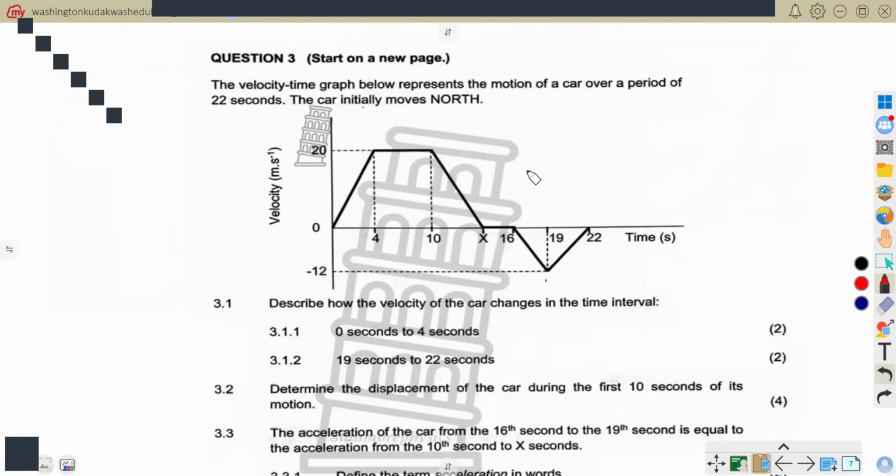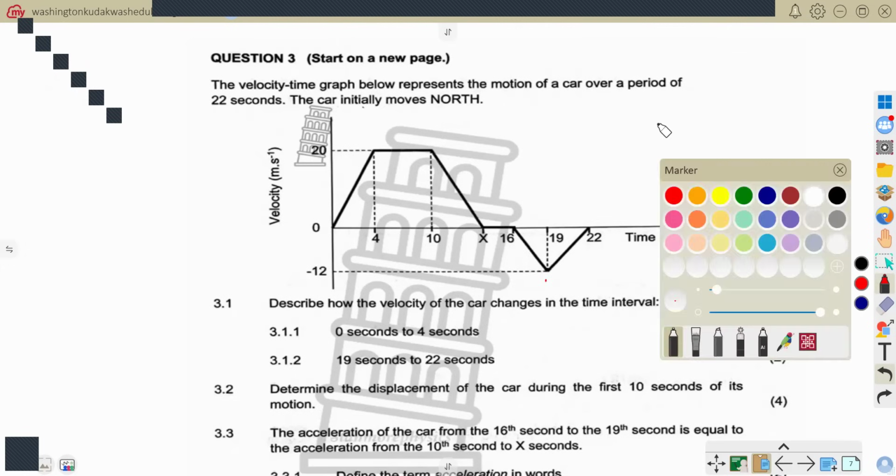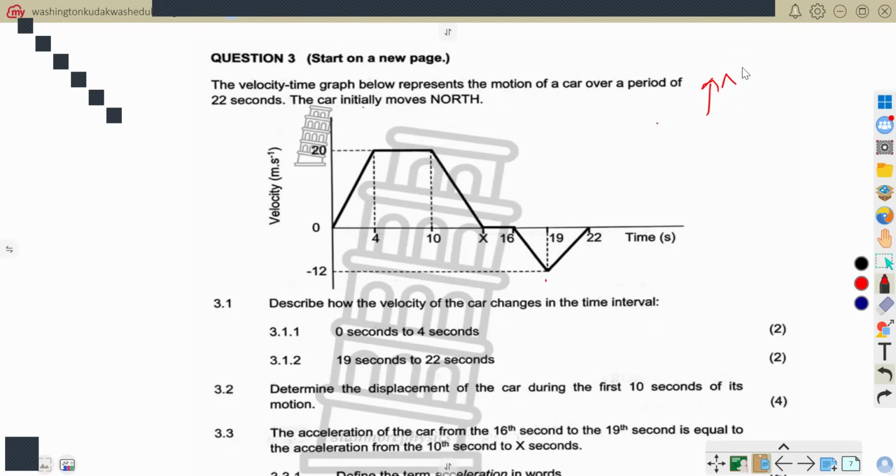Our next question is question number 3, and it says the velocity time graph below represents the motion of a car over a period of 22 seconds. The car initially moves north. So they have told us that the car initially moves north, so the positive direction is north. Now they are saying describe how the velocity of the car changes in the time interval from 0 seconds to 4 seconds. How did our velocity change from 0 to 4 seconds?